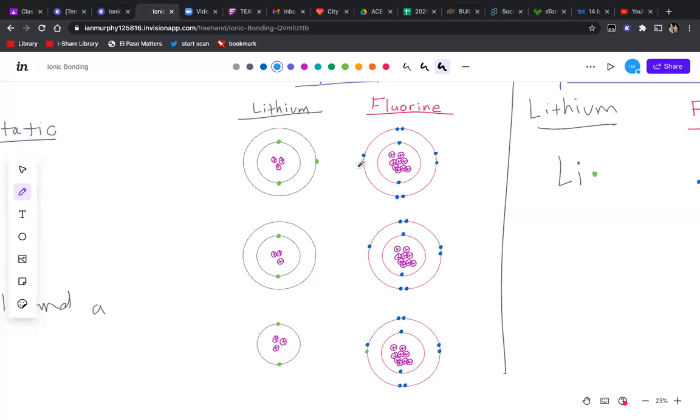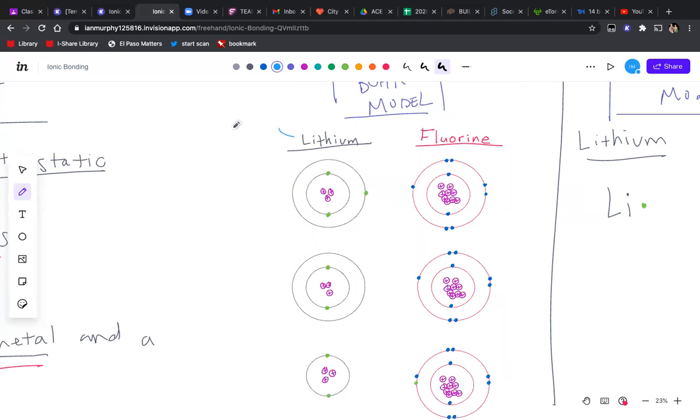Because the stuff that we worked on earlier, I just showed you guys how to balance charges, but I didn't really show you what is really taking place here. So we have two elements here. We have lithium and we have fluorine. Now, one of them's a metal and one of them's a nonmetal. So by now, we should know that lithium is the metal. Lithium is a metal, right? And fluorine is a nonmetal.